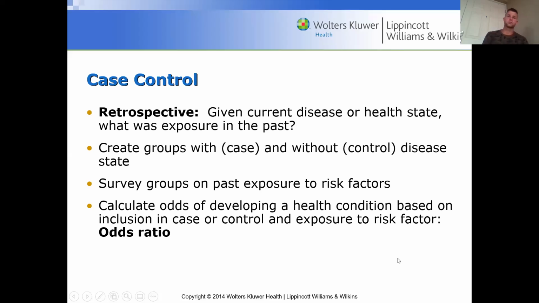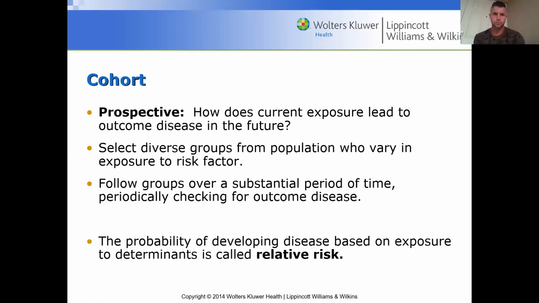Okay, so case controls. Let's see if we can go back to cohorts. Yeah, we're on cohorts. All right, so cohorts. These are prospective. How does current exposure lead to outcome disease in the future, right? Some of you, if you're in school, will notice that you're in a cohort. You may be with the same group of students, experiencing the same things, going through the same classes. It's that same principle.